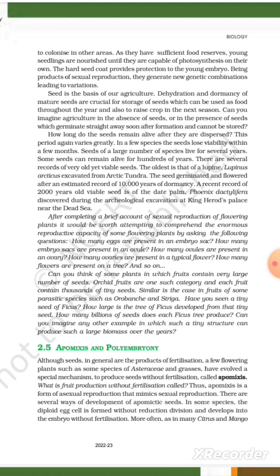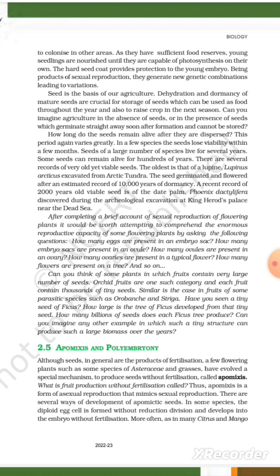Orchid fruits are one of such category. Each fruit contains thousands of tiny seeds. Similar is the case in fruits of some parasitic species such as Orobanche and Striga. Have you seen a tiny seed of ficus? How large is the tree of ficus developed from that tiny seed? How many billions of seeds does each ficus tree produce? Can you imagine any other example in which such a tiny structure can produce such a large biomass over the years? 2.5 Apomixis and polyembryony.